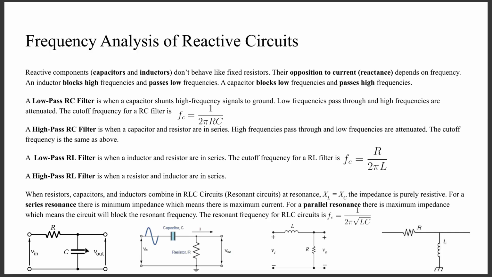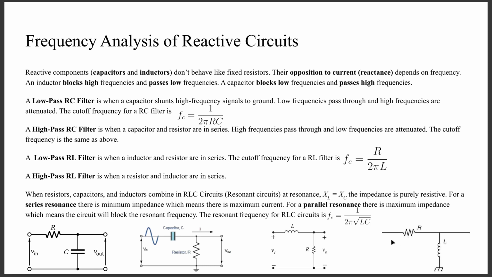The cutoff frequency is 1 over 2 pi RC. A high-pass RC filter is when a capacitor and resistor are in series. High frequencies pass through, and low frequencies are attenuated. A low-pass RL filter is when an inductor and resistor are in series, and a high-pass RL filter is when a resistor and inductor are in series.